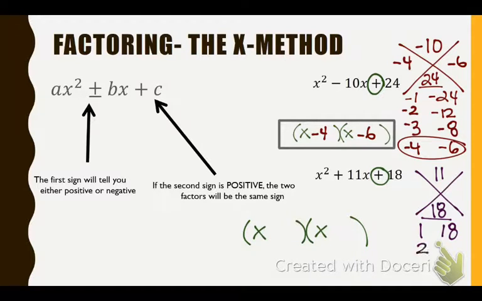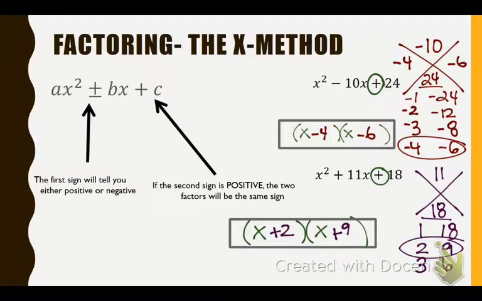Alright, how many times does 2 go into 18? 9. Does 3 go in 18? 6. Does 4 go in? No. 5? No. And 6 is already up there. Which of these add up to 11? 2 and 9. Alright, so there you go. These would be your answers. I think I got it.